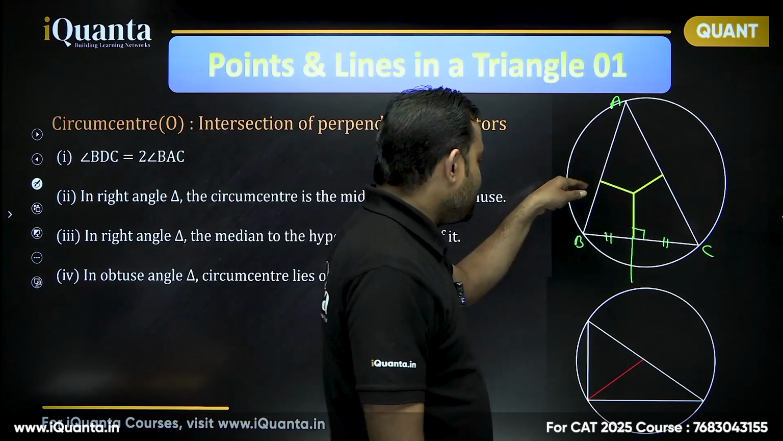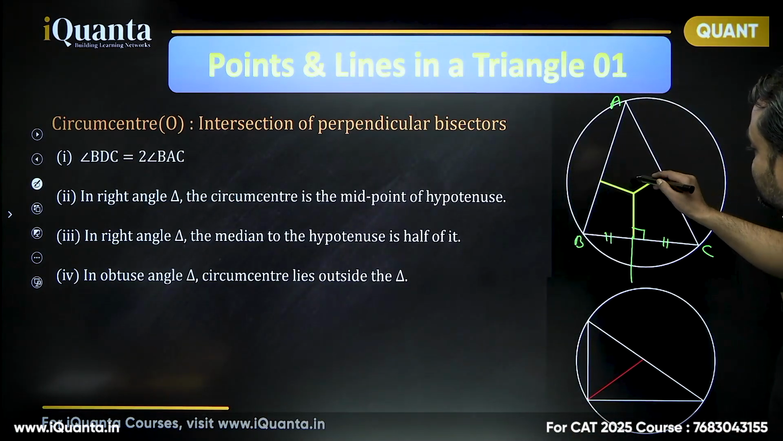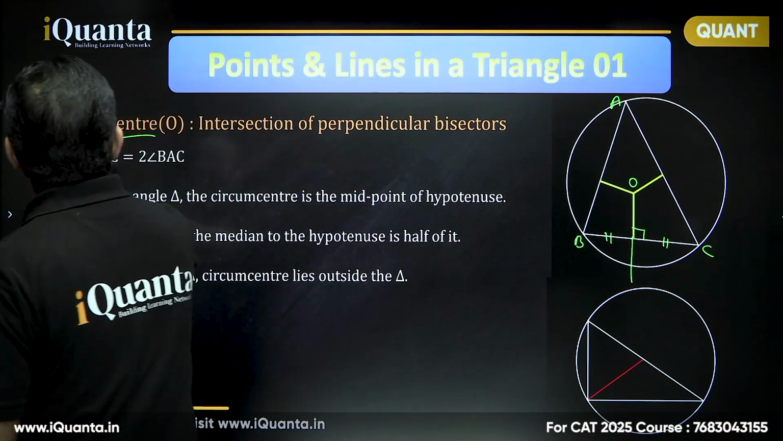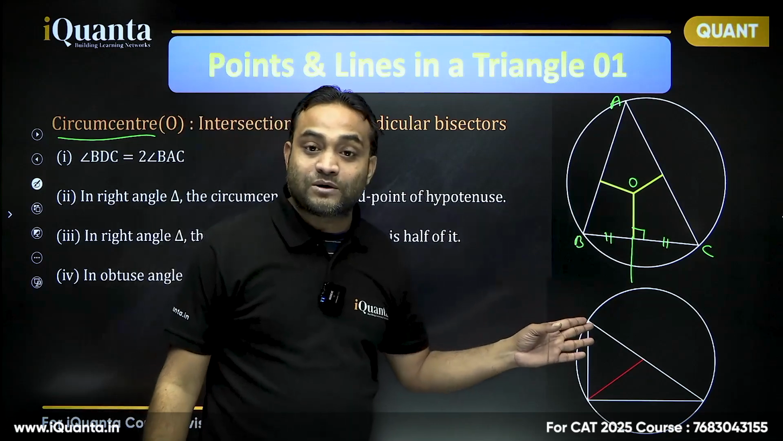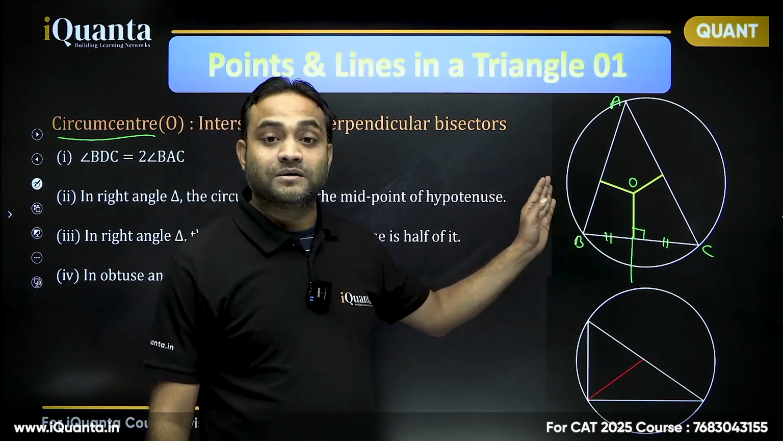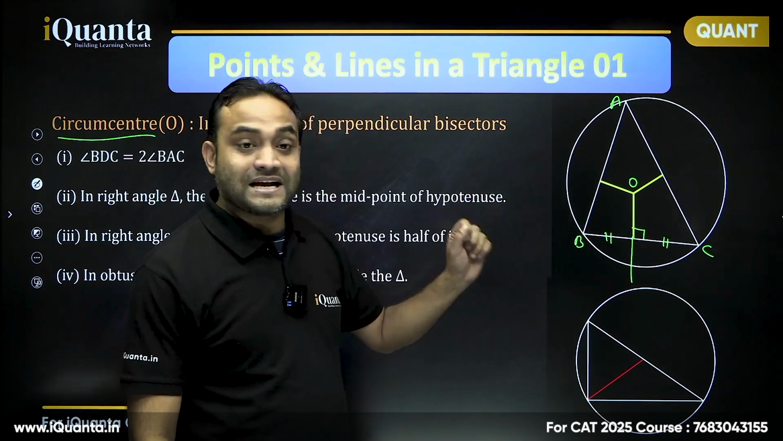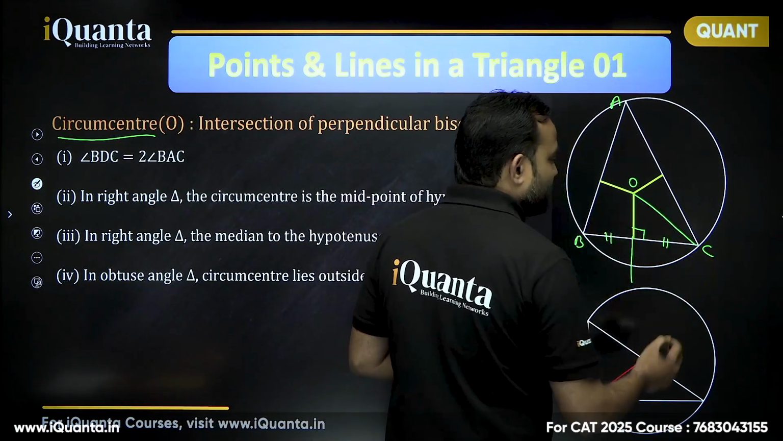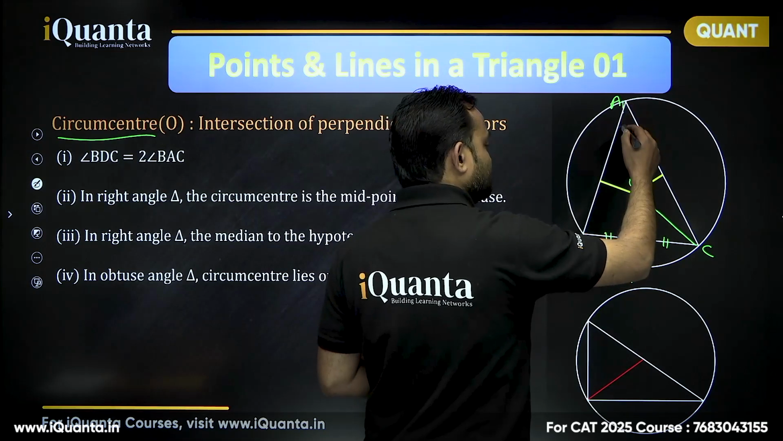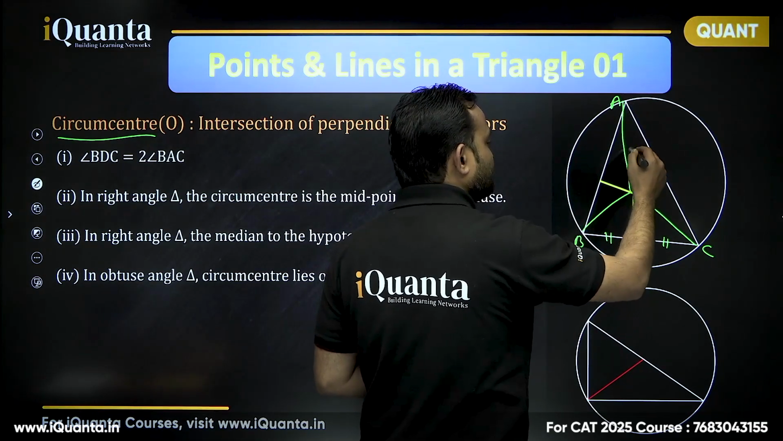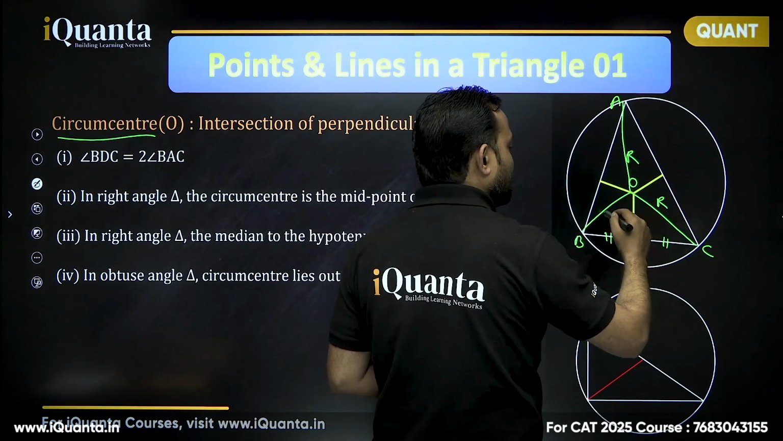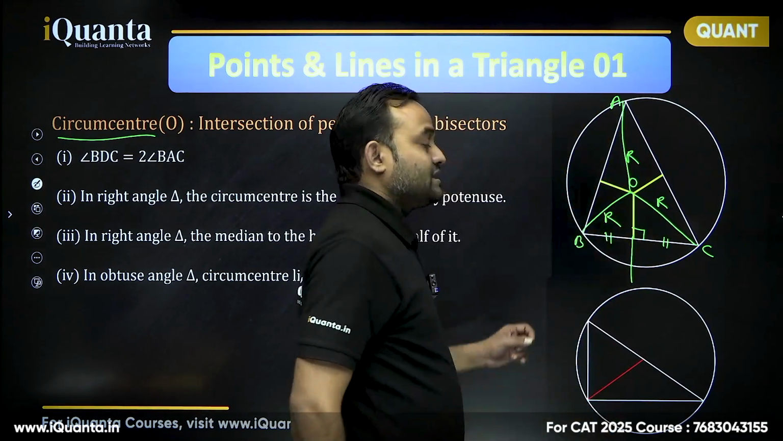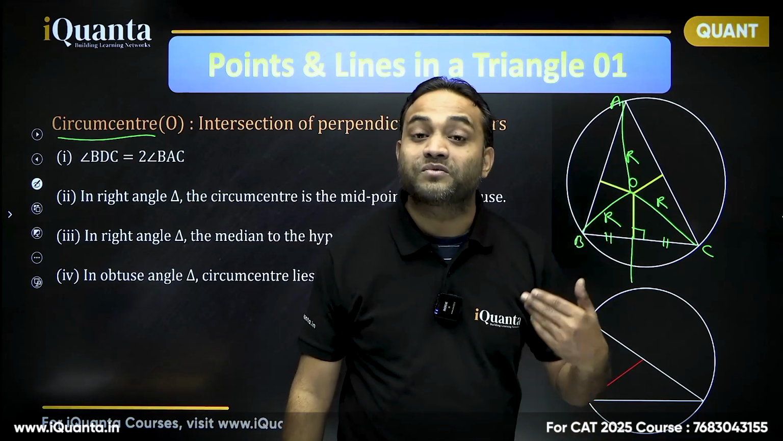So the intersection point of these three will be denoted as O and this is known as circumcenter. The intersection of perpendicular bisectors is known as circumcenter. What is the use of this circumcenter? If I join this circumcenter to any vertex, all the three lengths will be equal. This will be R, this will be R, and this will be R. So using this we can draw a circle. Then this R is known as circumradius.